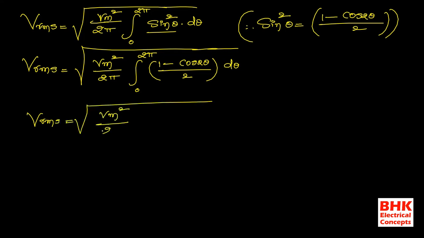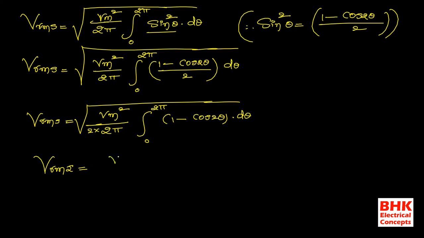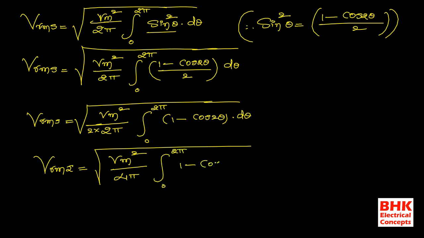Now VRMS is equal to Vm square divided by 2 pi. Now here in the denominator we are having 2 pi and 2, so that is the reason why I am writing this 2 here. Now the remaining term is what? Integral 0 to 2 pi 1 minus cos 2 theta into d theta. Now VRMS is equal to square root of Vm square divided by 4 pi, integral 0 to 2 pi 1 minus cos 2 theta into d theta.